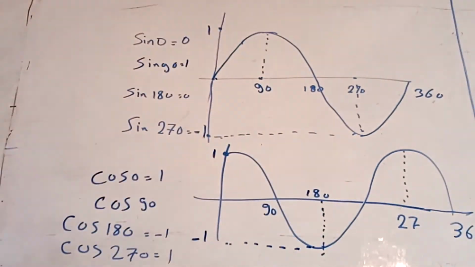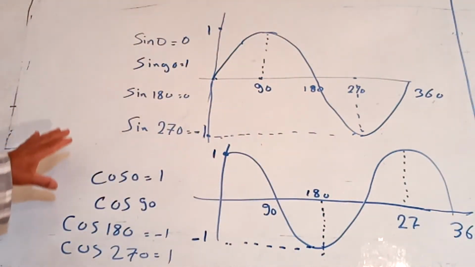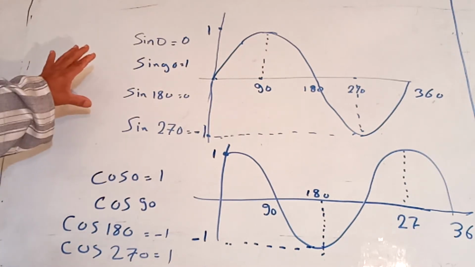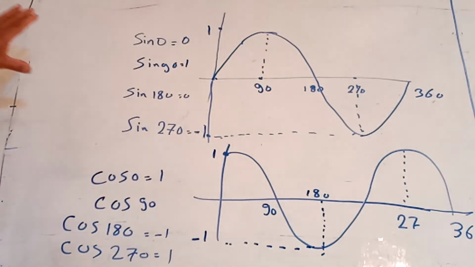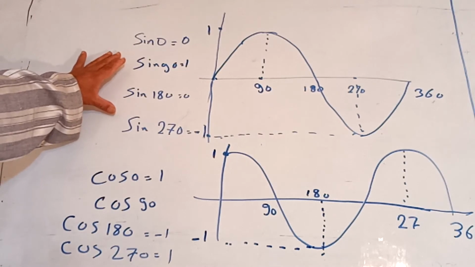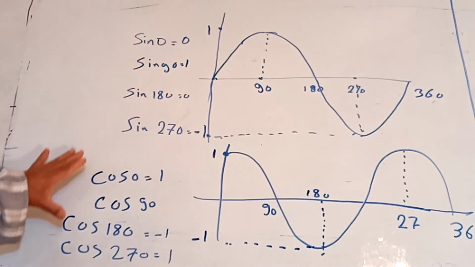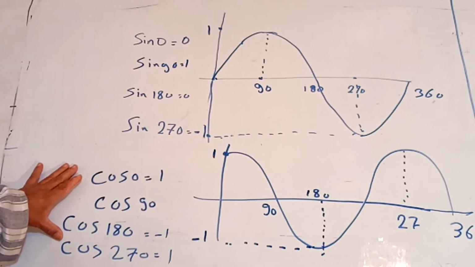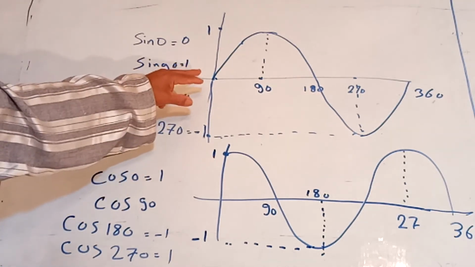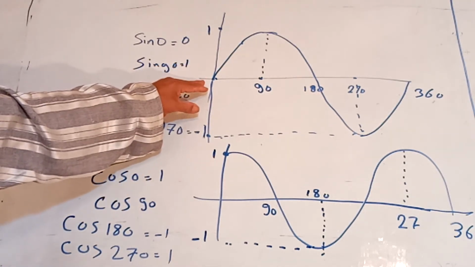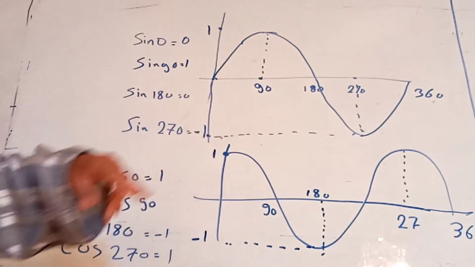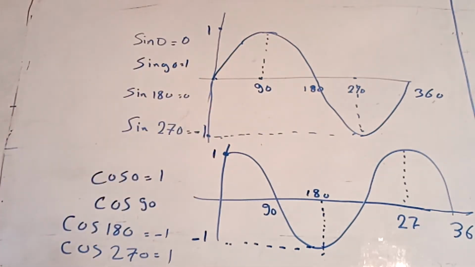So this is the sine curve and this is the cosine curve. This is the wave which is represented by the sine function. This is the wave which is represented by the cosine function. You can tell the difference. If it starts at 0, then it's a sine wave. If it starts at 1, this is the cosine wave. Take a look before I erase it, okay?